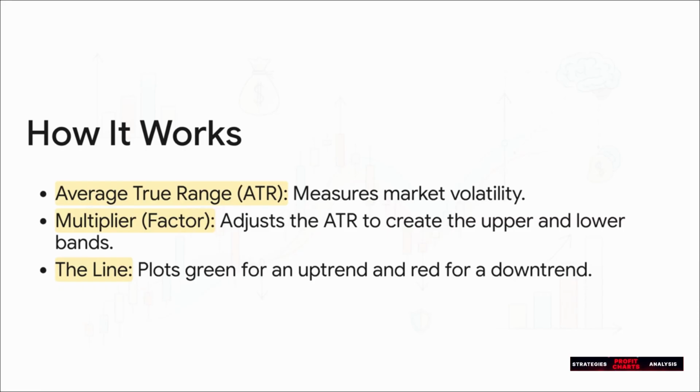But how does it actually draw that line? Well, it's not magic, it's just math. The indicator is built on two key ingredients. First up, it uses something called the average true range, or ATR, which is just a fancy way of measuring how wild and volatile the market is at any given moment. Then, it takes that volatility measurement and multiplies it by a specific number, which is usually set to 3 by default. Those two things work together to calculate exactly where to plot that dynamic red or green line.